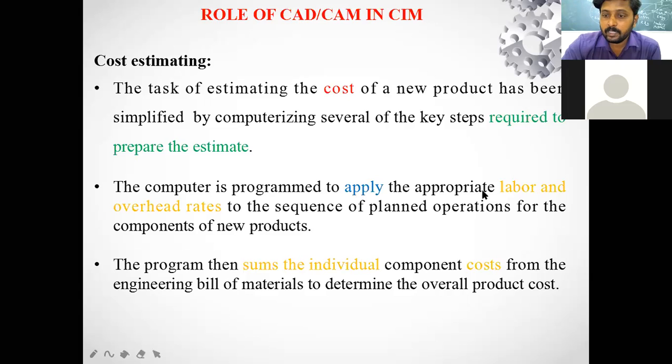The computer is programmed to apply the appropriate labor and overhead rates to the sequence of planned operations for the component of a new product. So whatever things are associated with the cost of the product, you have to give the input to the system. Without input, it cannot work. The program then sums the individual component costs from the engineering bill of material to determine the overall product cost. The overall product cost will depend on different other things, but the computer will do that for you, and you will have a very competent cost that will be useful for your further planning. Okay.